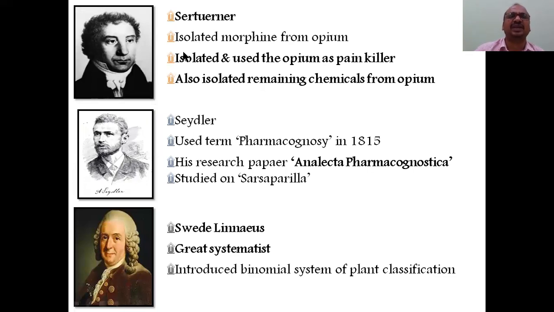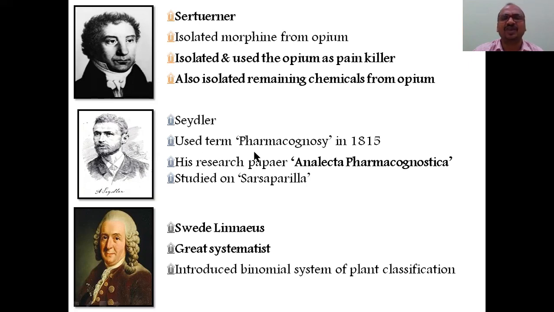And Sertürner, he isolated morphine from opium. And not only did he isolate it, he used the opium also. Opium, morphine, opium as a painkiller. He first isolated and used it. He isolated a number of compounds from opium. Whereas in the apothecary, opium was there. What I have shown, the first pharmacist, Galen. That's why we are using the word Galenicals.